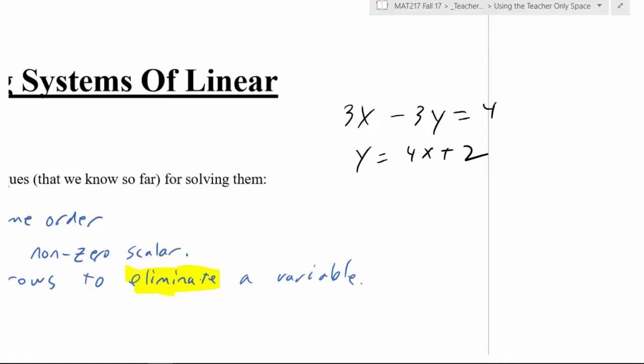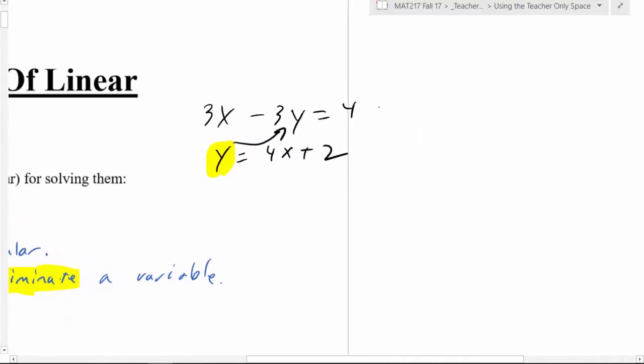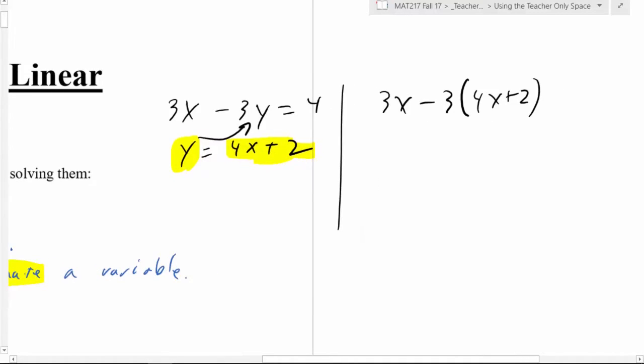Now, this system that I wrote here is actually kind of perfect for that because we already solved for a variable. So all we're going to do is say, look, I've got a y. I'm going to take that and substitute it into the other equation. So that would give me 3x minus 3 times. Now, everywhere I have a y, I'm going to replace it with 4x plus 2. That's why it's called substitution technique, because we're substituting. And that will be equal to 4.